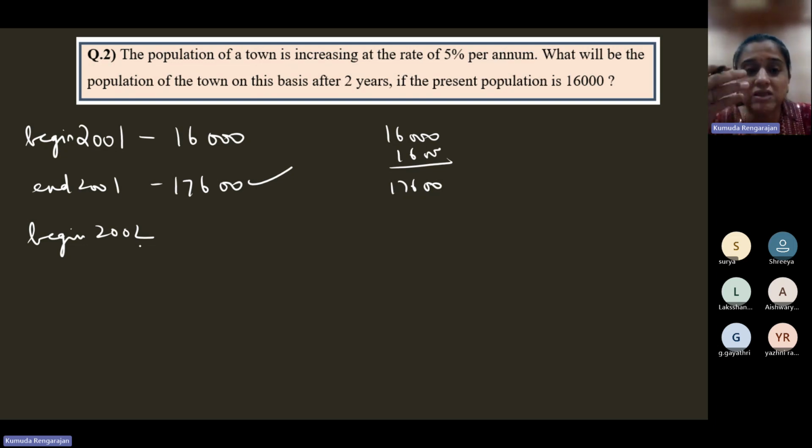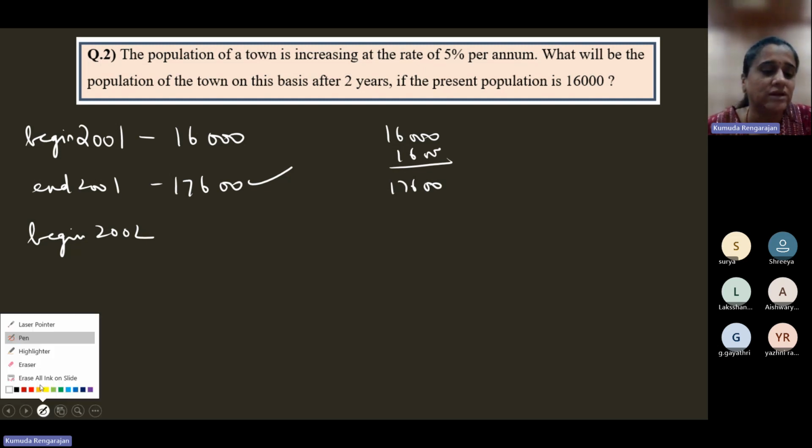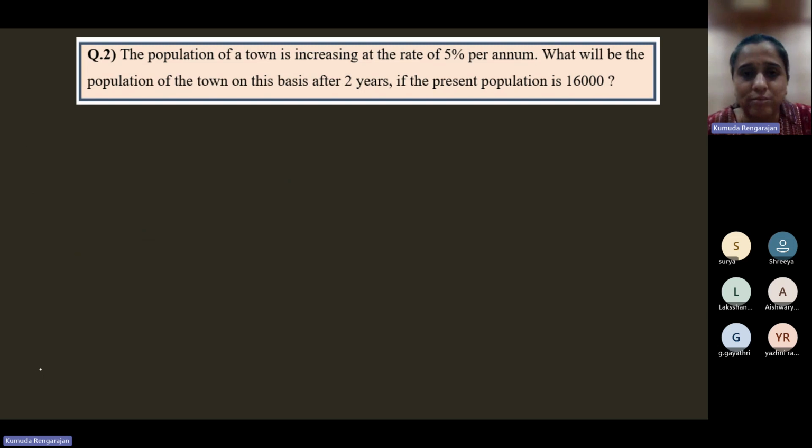In the same way here, the population will keep increasing. When there's an increase in population, the population will be more at the end of every year. And that value will be taken for further calculation, like we do in compound interest. So these are the practical situations where the formula to find the compound interest is used.